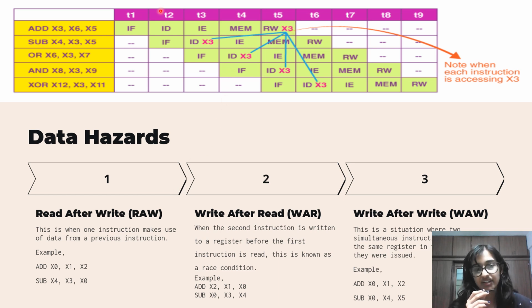The second one is write after read. This is also more commonly known as a race condition. The second instruction and the first instruction are both competing to get read. And the third one, which is the most rare, is write after write, when simultaneous instructions are used. See here, in add and AND, this occurs simultaneously. This is a write after write instruction.